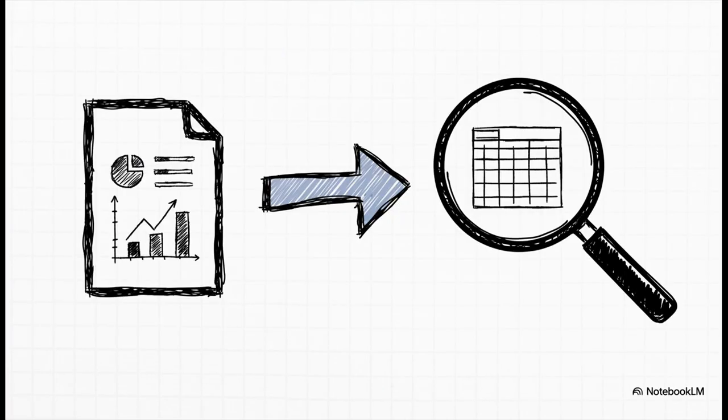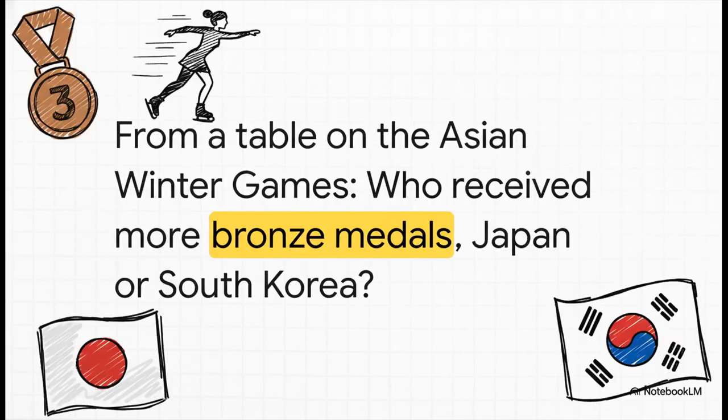Now, I know this might sound a little abstract, so let's walk through a real-world example straight from the research paper. You'll see just how effective this really is. So here's our question, and it's based on a big table of figure skating results from the Asian Winter Games. A simple, direct comparison: who got more bronze medals, Japan or South Korea?